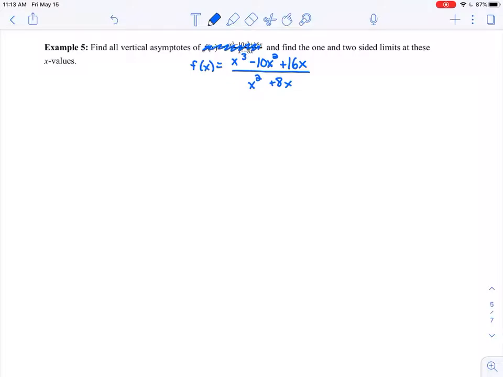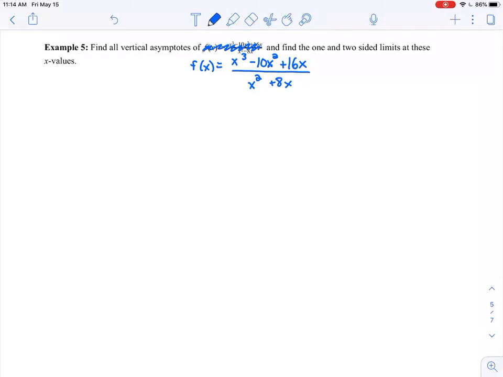In this example, I'd like to get a little bit more practice finding vertical asymptotes and then evaluating limits at those vertical asymptotes. So here I want to find all the vertical asymptotes of f of x equals x cubed minus 10x squared plus 16x, all divided by x squared plus 8x. And once I have those vertical asymptotes, we'll find the one and two-sided limits at those x values.